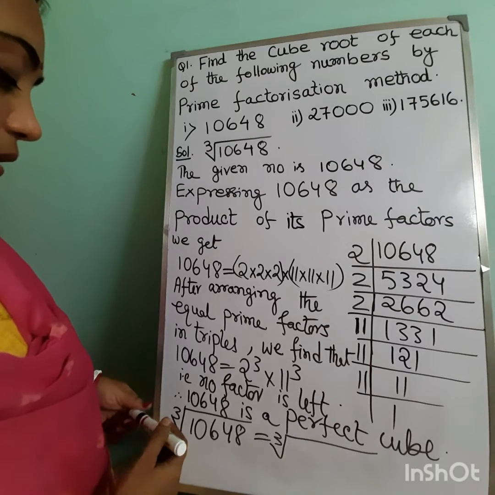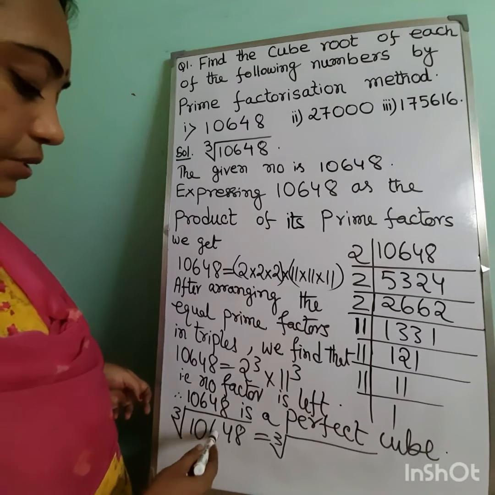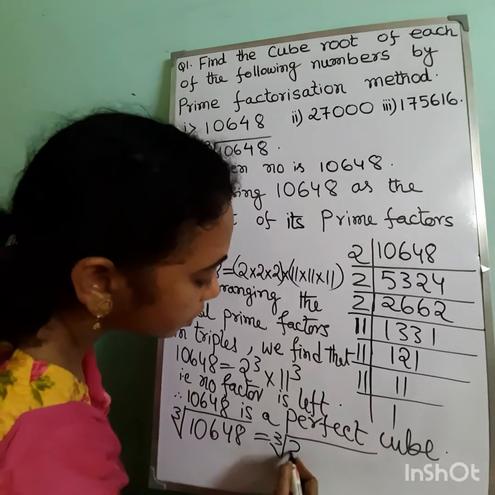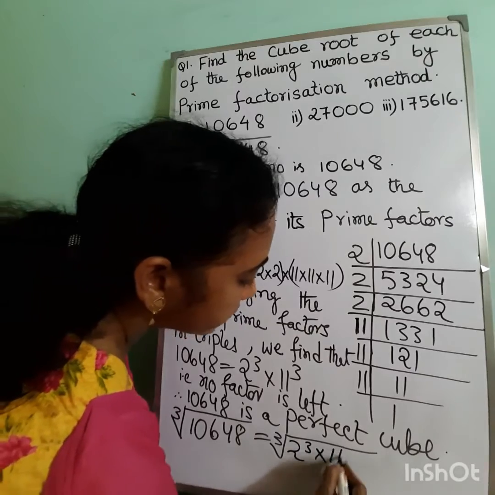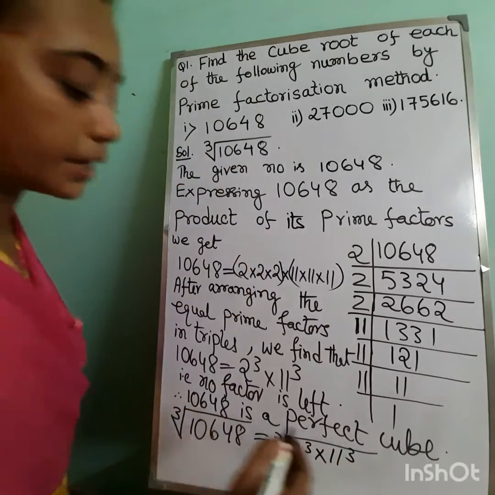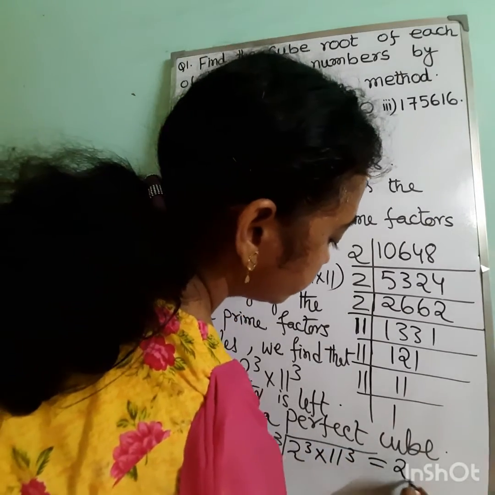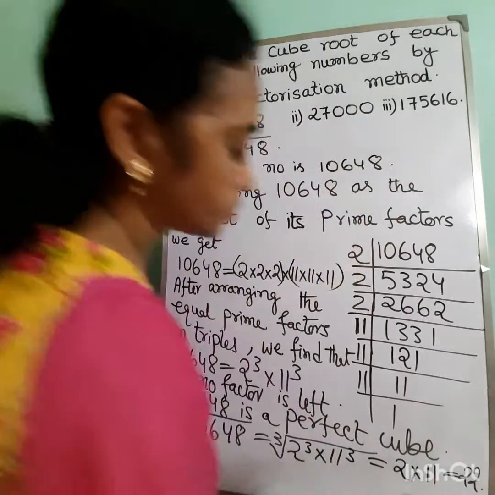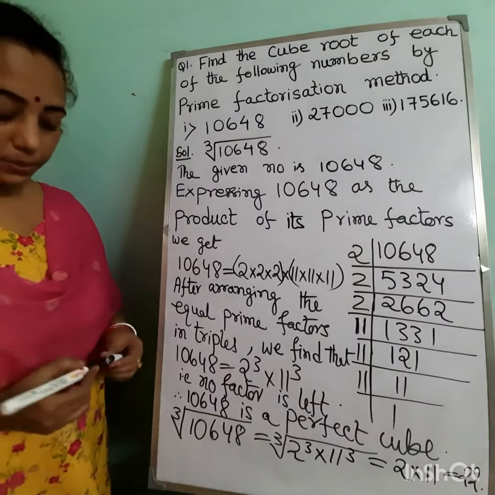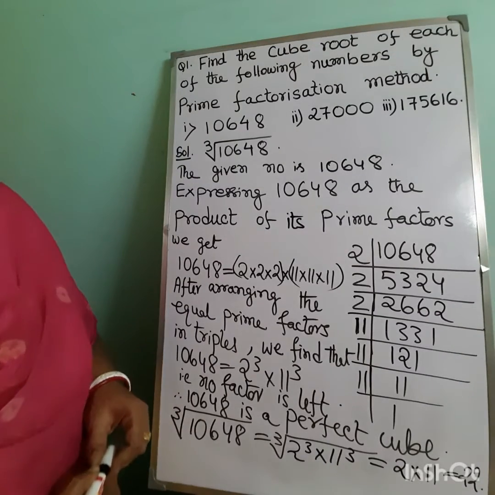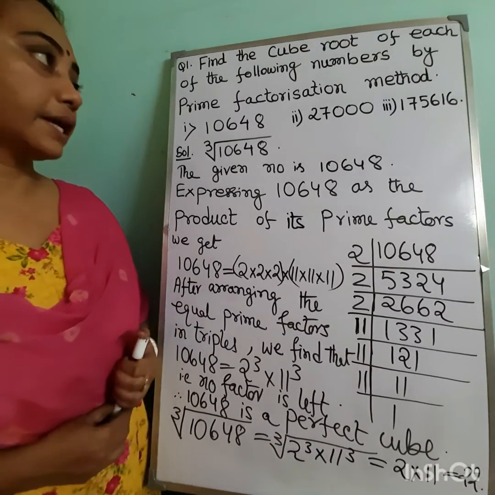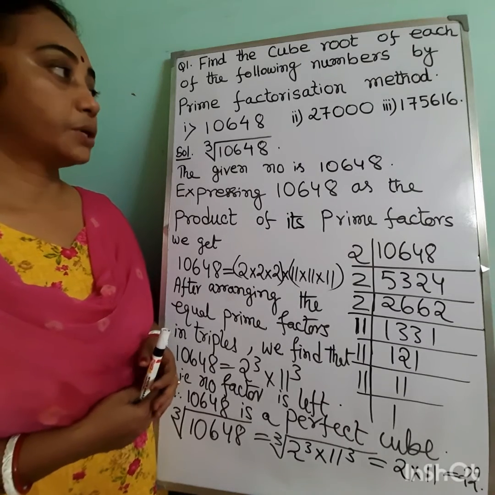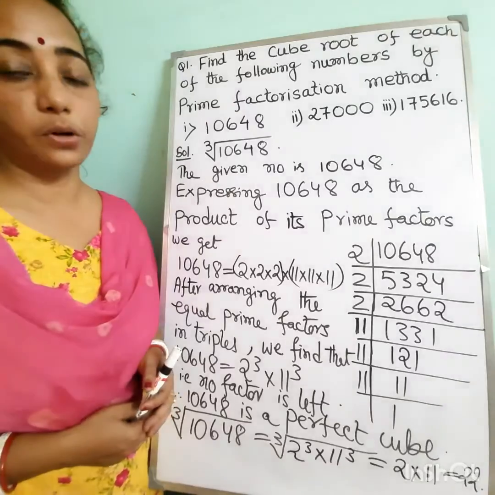Therefore the cube root of 10648 will be equal to the cube root of 2 cube multiplied by 11 cube. So this can be written as 2 multiplied by 11, that is 22. So the cube root of the given number is 22. In this way we can easily get the cube roots of given numbers by using the prime factorization method.